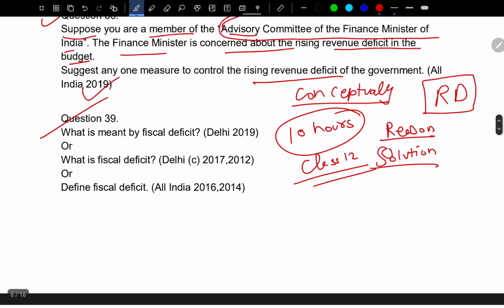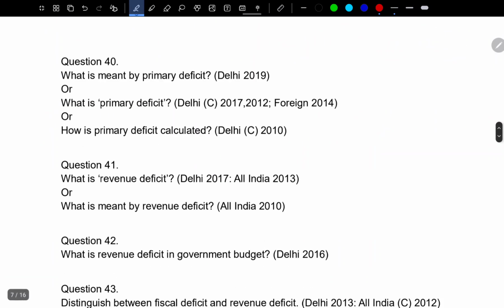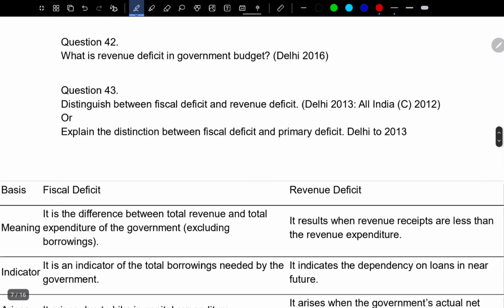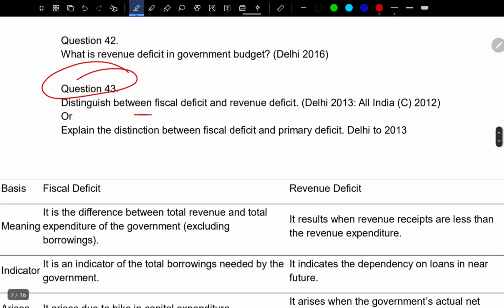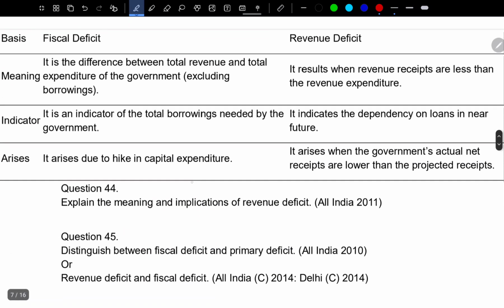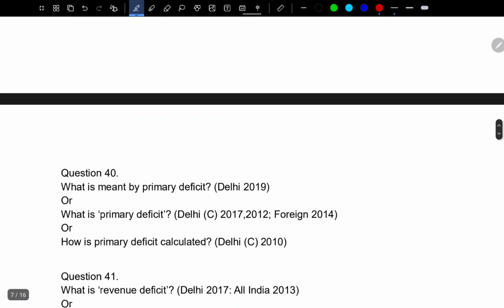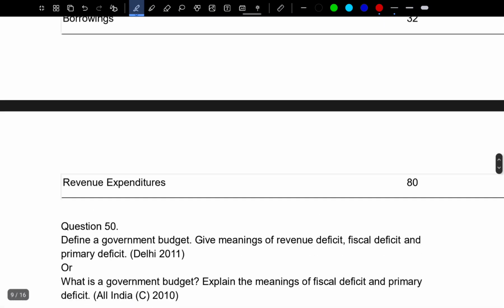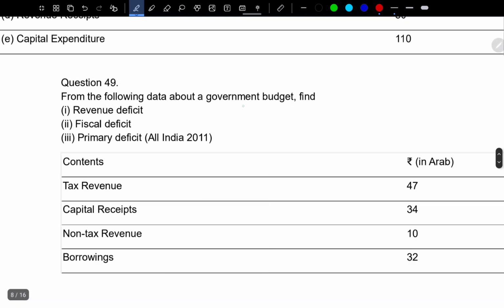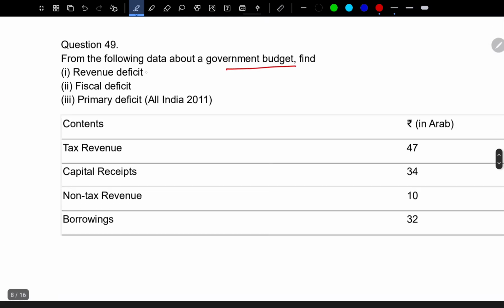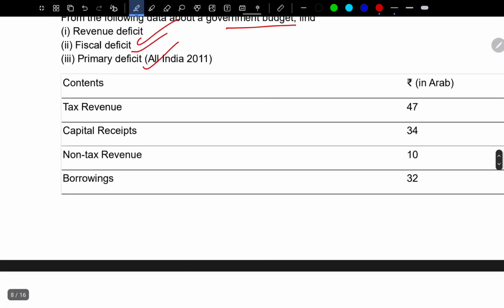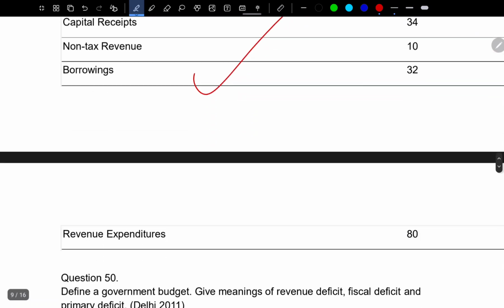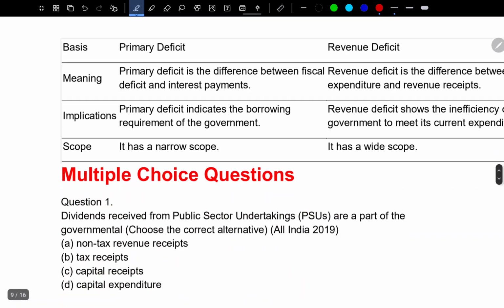Question number 39 is, what is meant by fiscal deficit? So again and again the questions are repeating. Like question number 43: discuss the differentiation between fiscal deficit and revenue deficit. I have also mentioned the answer here, so you can match the answer. I have provided a solution to each and every question, so you can go through this. There is a question where you have a government budget and you have to find revenue deficit, fiscal deficit and primary deficit, and you are given all these numerical values, so you have to find these values.